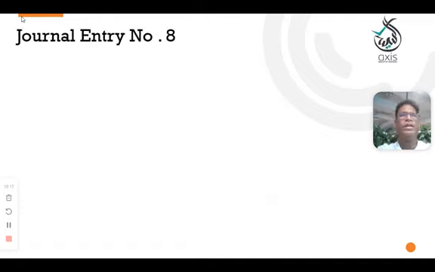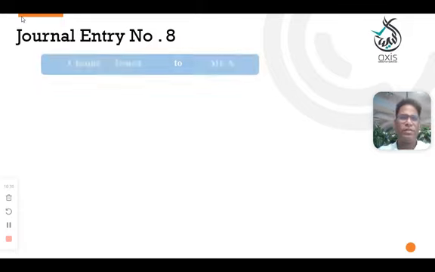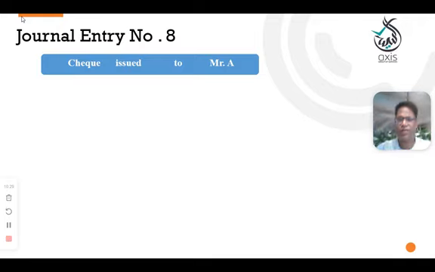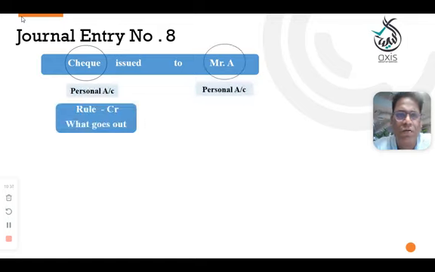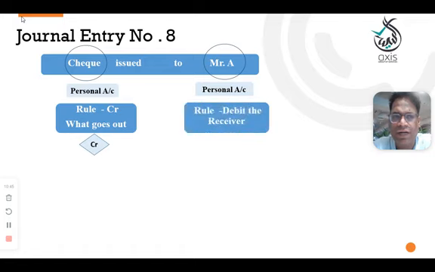We will rectify. Now the entry, general entry number 8. Check issued to Mr. A. Sorry, check issued to Mr. A. So as a regular practice, check is a personal account. Mr. A is a personal account. Here, check issued means bank is the giver, and credit, and Mr. A is the receiver. You need to debit. So here, please change the rule.